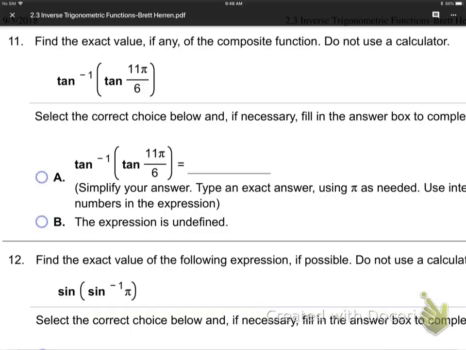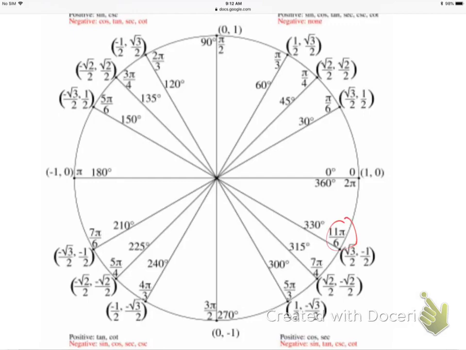Where's 11? Let me get a unit circle up. That would be more helpful. Okay, where's 11 pi over 6? Right here. Tangent inverse is in this zone. Where's 11 pi over 6? Right here. So it is in the zone, but we don't say it that way. Remember how we say it? We have to say it as a negative angle. We don't say 11 pi over 6. What do we say? What is this same spot?